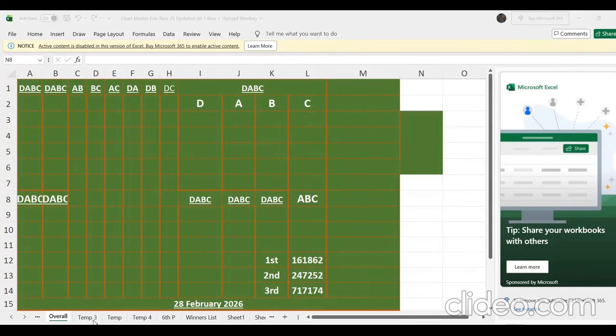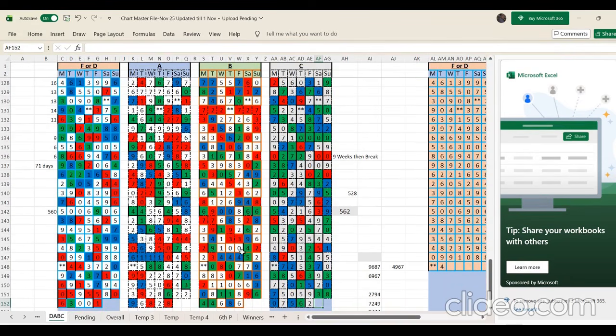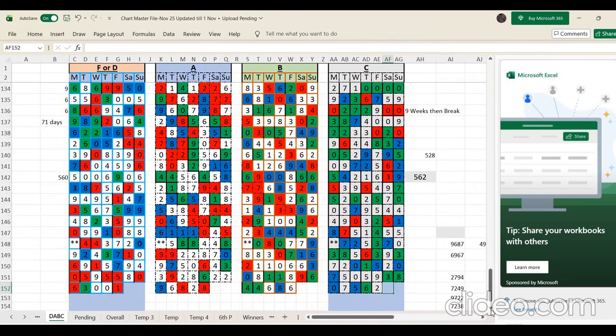Hi friends. It is important to understand this chart. It is based on the addition on the figure which comes on a Sunday in the individual boards. For example, last week Sunday for board D we got 0. Last Sunday for board A we got 2. Last Sunday for board B we got 6. Last Sunday for board C we got 8.